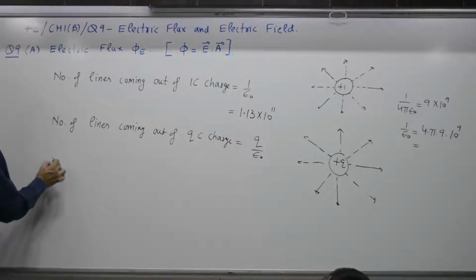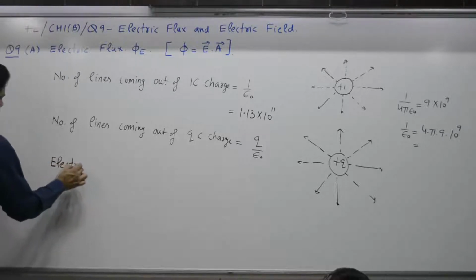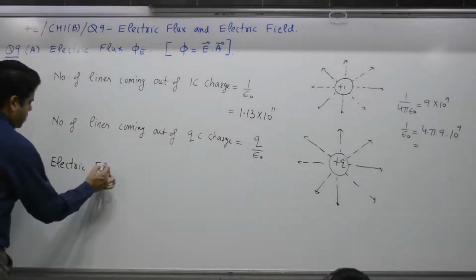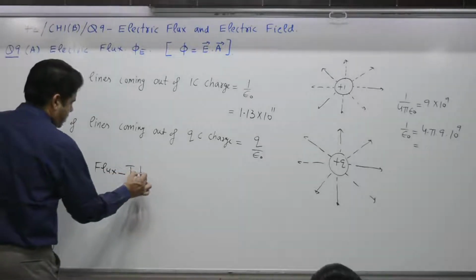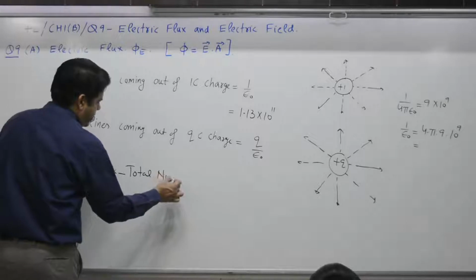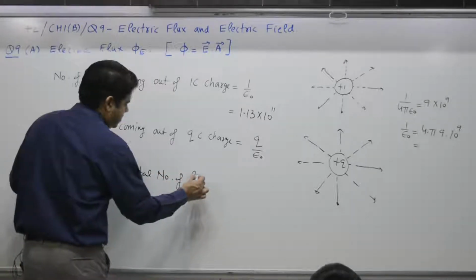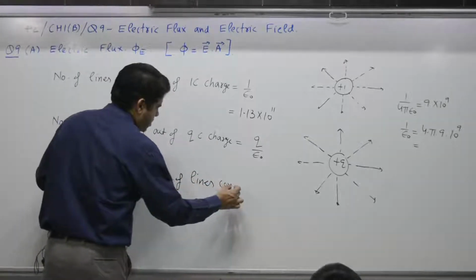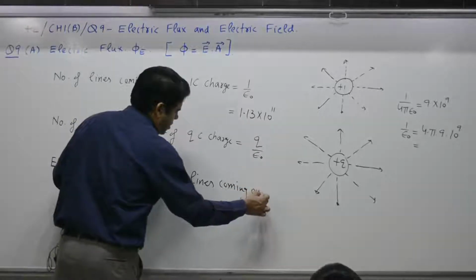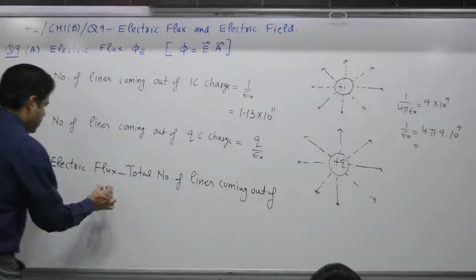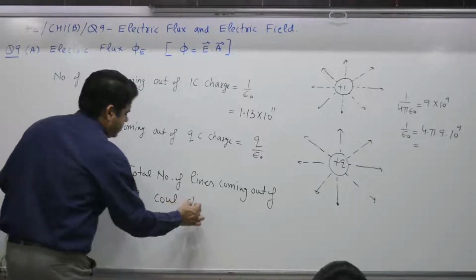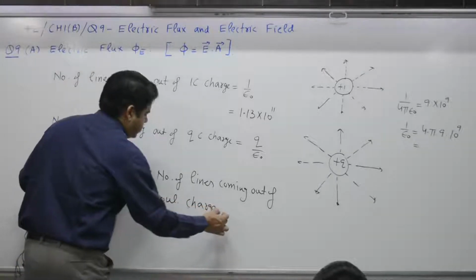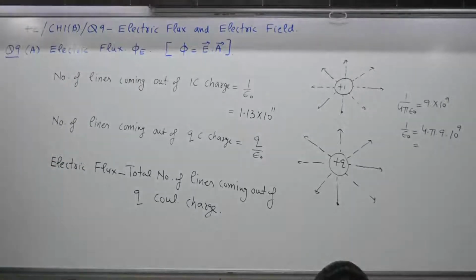So what is electric flux? The total number of lines coming out of q coulomb charge. Time with you is 3 minutes to write.